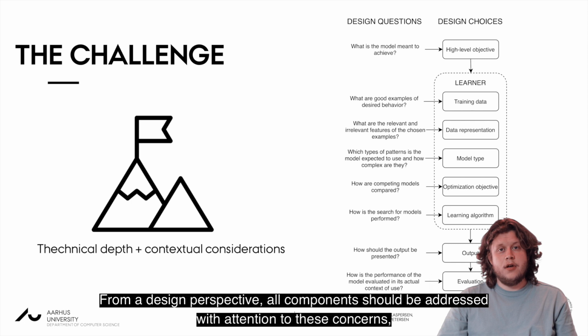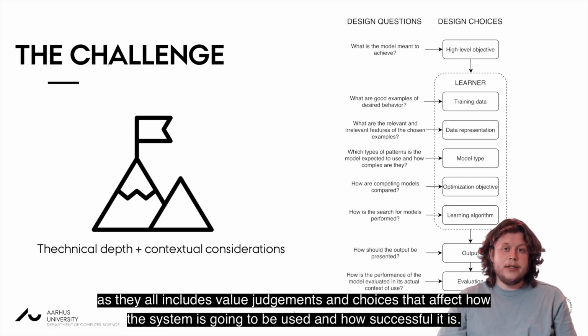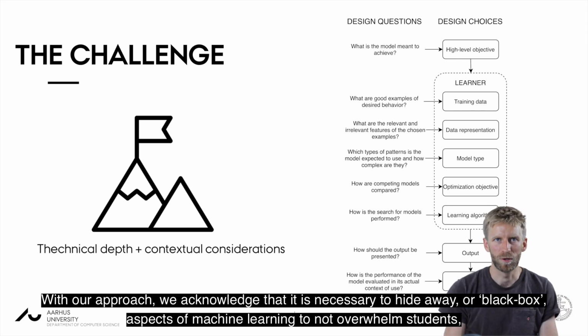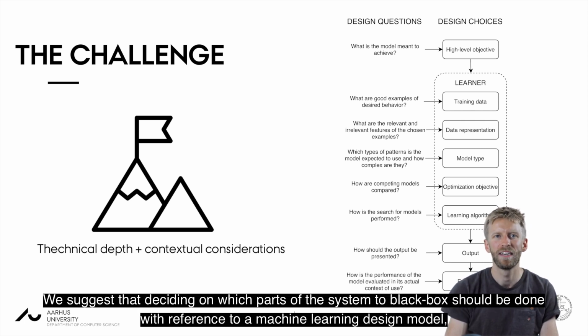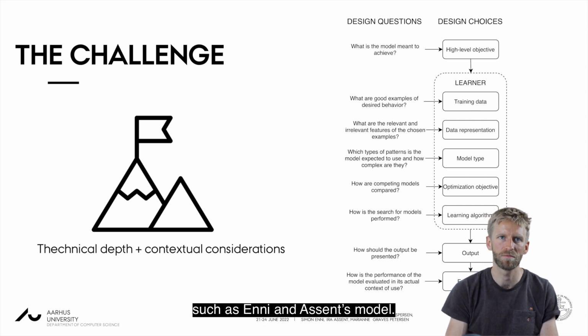From a design perspective, all the components should be addressed with attention to these concerns, as they all include value judgments and choices that affect how the system is going to be used and how successful it is. With our approach, we acknowledge that it is necessary to hide away, or black box, aspects of machine learning to not overwhelm students, and future work should engage with where to cut the cake, so to speak. We suggest that deciding on which part of the system to black box should be done with reference to a machine learning design model such as Enni and Assent's model.